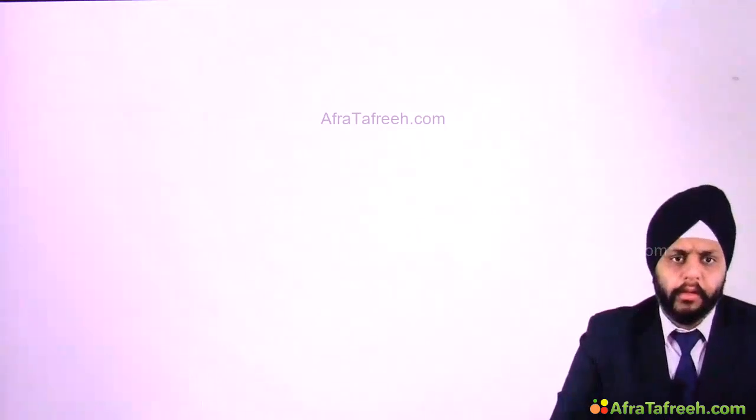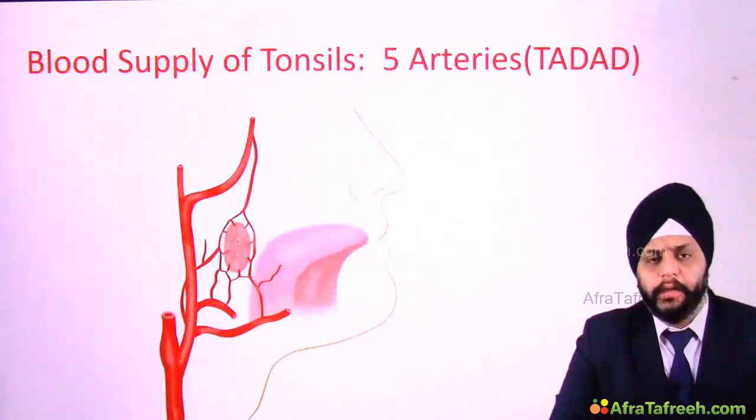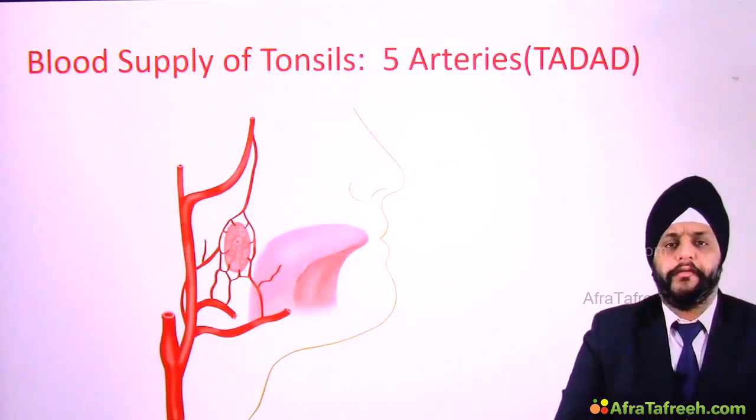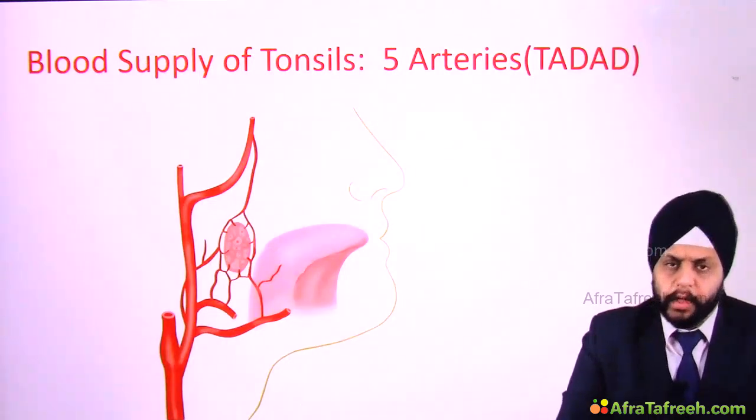Okay, let's go back over here to the blood supply of tonsils. The tonsils are supplied by 5 arteries. What are the 5 arteries?